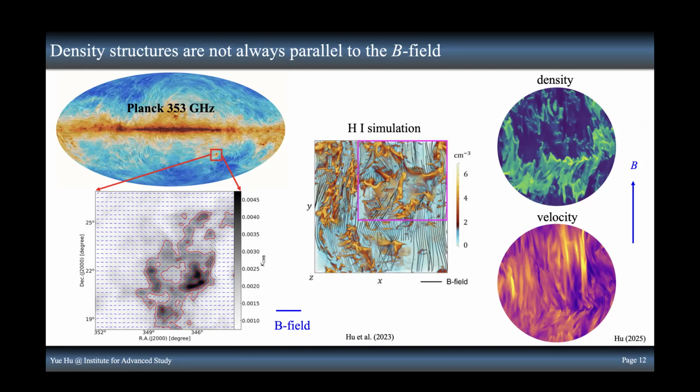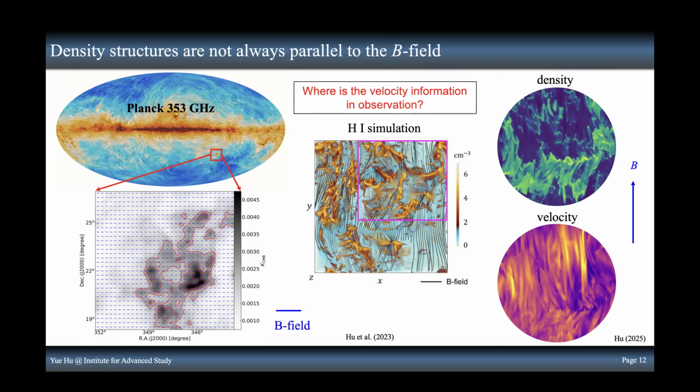Here is an example from the Planck observation, where we can see the very cold and dense gas is perpendicular to the magnetic field. And we also have HI simulations. We can see that in some dense regions, the density structures are not necessarily parallel to the magnetic field, and can be perpendicular to it. But that's not the case for velocity. Therefore, velocity is a better tracer of the magnetic field because it's always parallel to the magnetic field, and it is not affected by shock effects or compression from the turbulence.